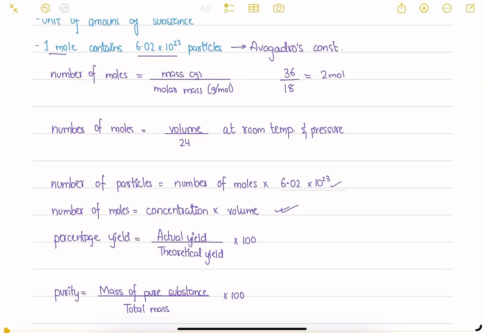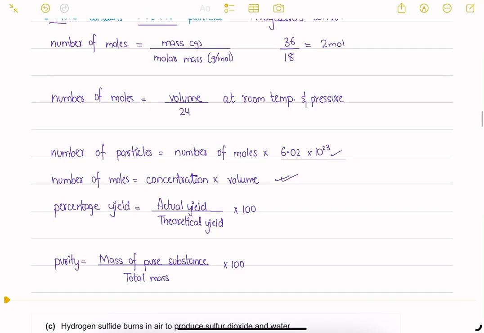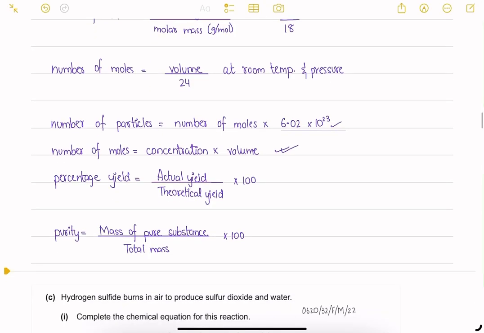Then we have the percentage yield and purity. These are the key factors when we are performing experiments. Percentage yield tells us how efficient a reaction is. Percentage yield is equal to actual yield divided by theoretical yield, and we multiply it by 100 to get the percentage. Whenever we calculate percentage, we have to multiply it by 100.